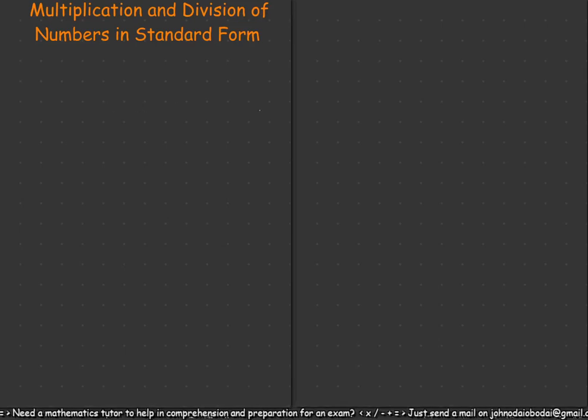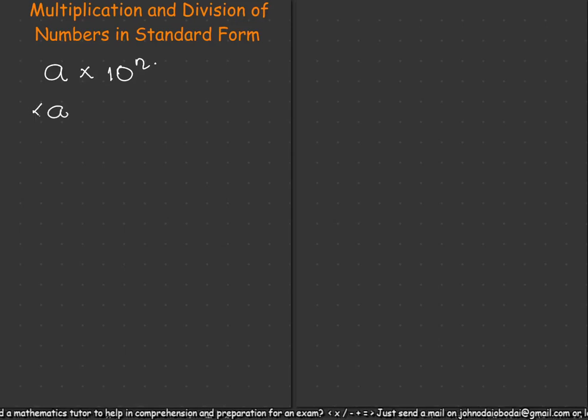Just a recap, we said numbers that are written in standard form or scientific notation are of the form a times 10 raised to the power n. And we said that a is always greater than 0 and less than 10. So you can say a is greater than or equal to 1, less than or equal to 9, whilst our n can be any number at all that is an integer.